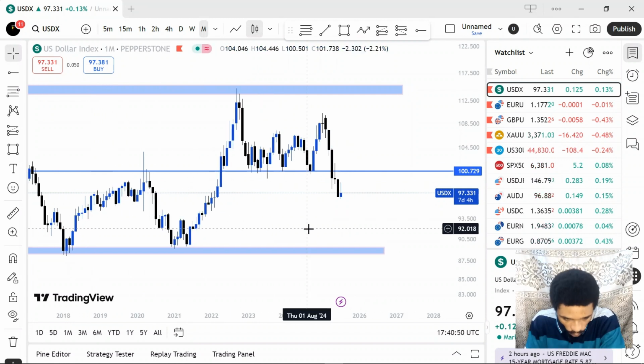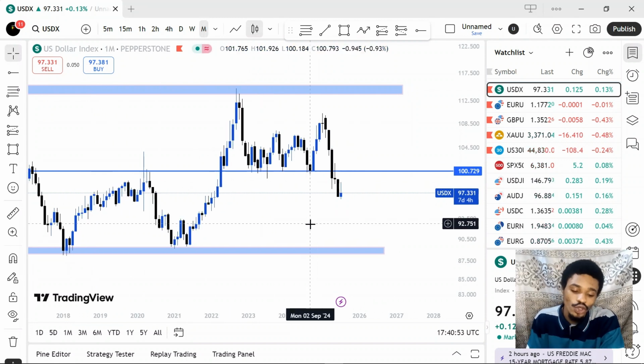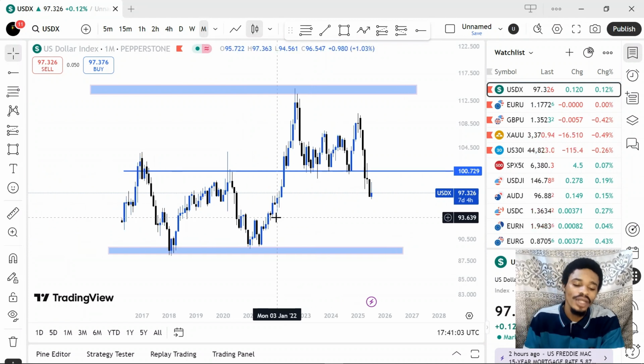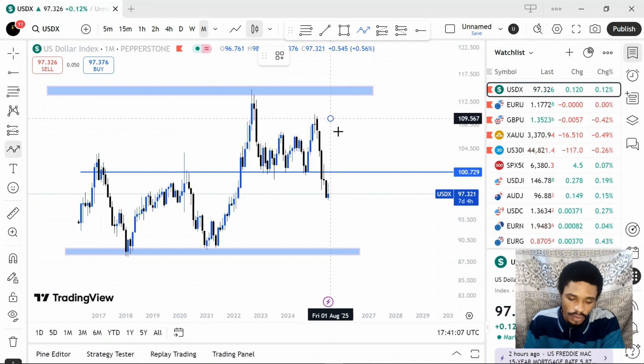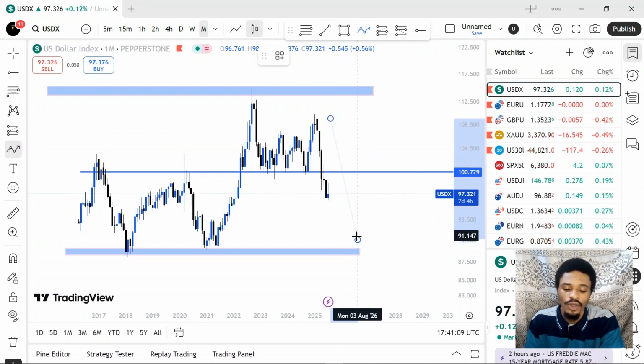All right, so the next thing you want to do is to go down to a lower time frame. But before that, always put this in mind: look at where the trend is moving on the highest time frame first. And on the monthly time frame, this is telling us what? Bearish.